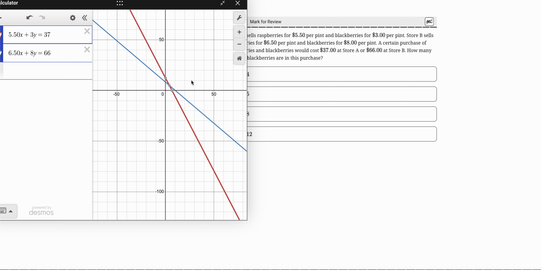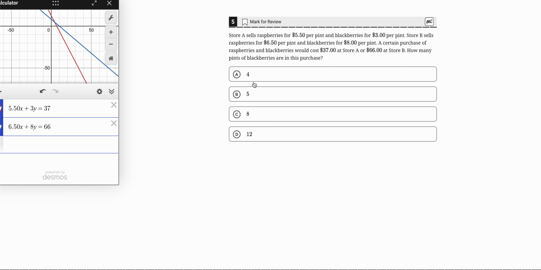We got to zoom out, right? We're just going to find out where they intersect. 4, 5. x is 4. That's the number of pints of raspberries. And y is the number of pints of blackberries. Now you have to be careful. Notice how they asked you about blackberries. Don't say 4. 4 is raspberries. 5 is blackberries. So notice how they have the answer for 4 and they have the answer for 5. So you just always have to be so careful and pay careful attention.